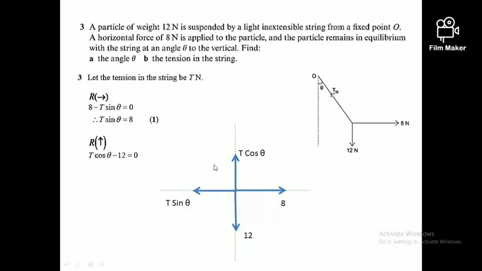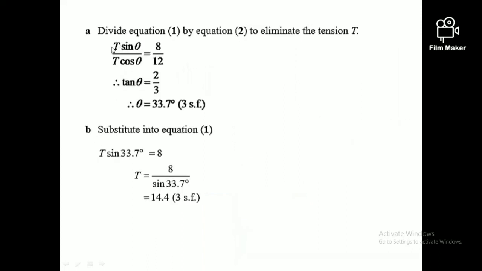If you consider the horizontal equilibrium, 8 equals T sin theta. I'll get this as the first equation. If you consider the vertical equilibrium, T cos theta equals 12. Now I got two different equations. The first equation is T sin theta equals 8, the second equation is T cos theta equals 12. There are two unknown parameters.